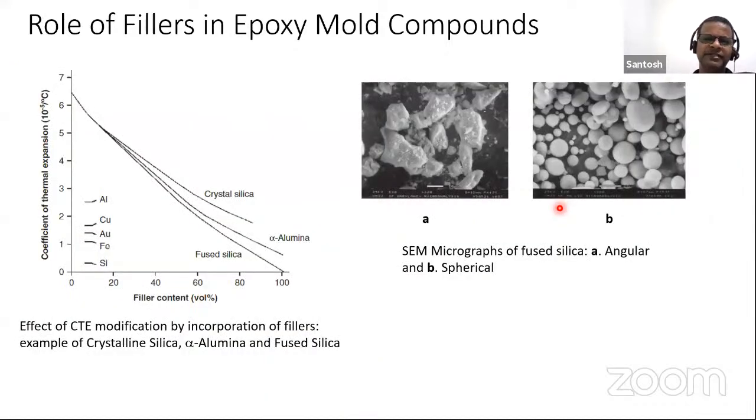Here I'm showing some examples of the effect on the coefficient of thermal expansion for different types of fillers: crystalline silica versus alumina versus fused silica. You saw in the previous table, fused silica has a very low CTE. So by increasing the content of fused silica, the CTE of the final mold compound goes down a lot. Compared to that, crystalline silica has higher CTE. So yes, crystalline silica has higher conductivity, but it has higher CTE, which is not desirable. Depending on the type of package, if you need high conductivity, of course, crystalline silica is preferred. But if CTE is very important, then fused silica needs to come into the picture.